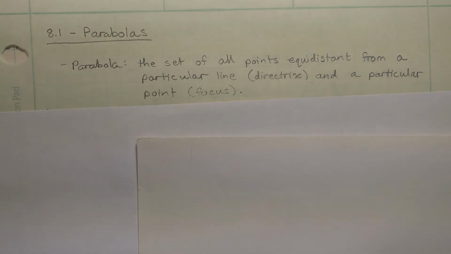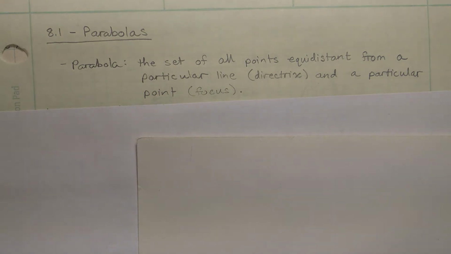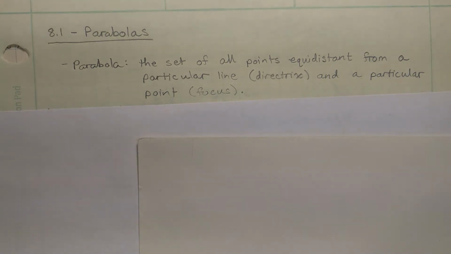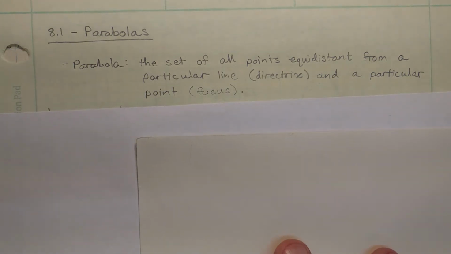So if we look at the points that are the same distance away from the line, and by the way, it is measured perpendicularly from that line, to the focus, the collection of all those points gives us a parabola. We get that shape of a parabola, and we're used to seeing that. The most common type we're used to looking at is y equals x squared.